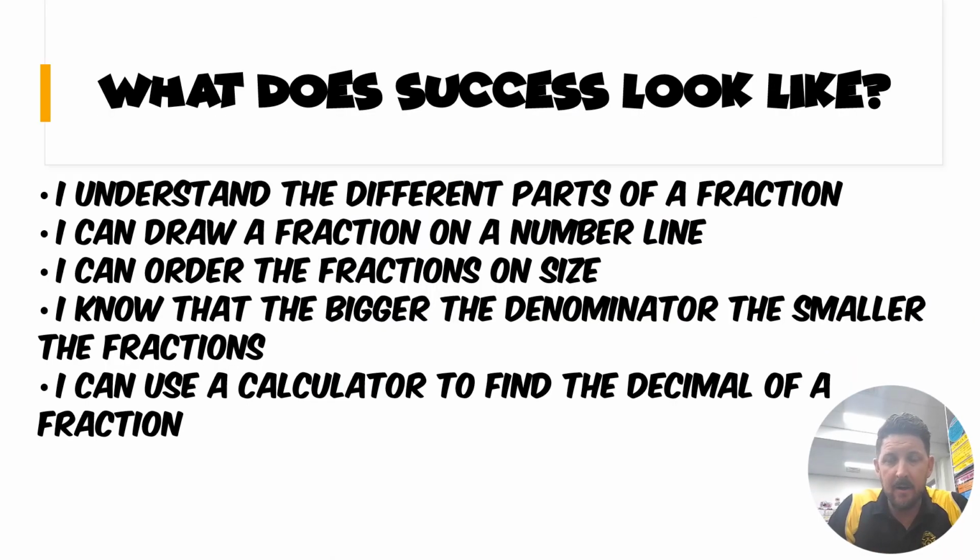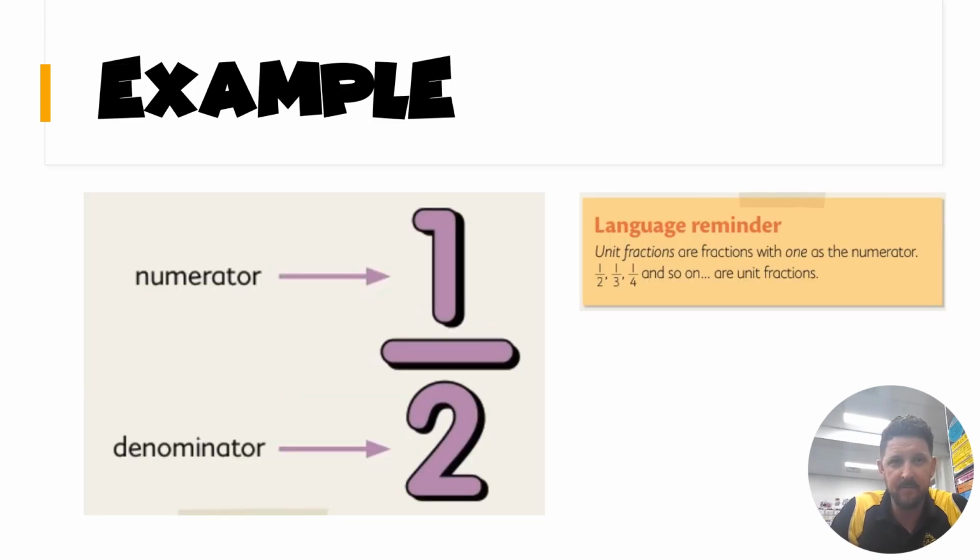So the things that we're going to need to be able to do by the end of this lesson is we need to be able to understand the different parts of a fraction. So we need to understand what the number on the top is and what the number on the bottom actually means and how they're going to help us. I'm going to be able to draw a fraction on a number line, and I'm going to be able to order fractions in regards to their size. I'm going to know that the bigger the denominator, the smaller the fractions, and I'm going to be able to use a calculator to be able to find a fraction of a decimal.